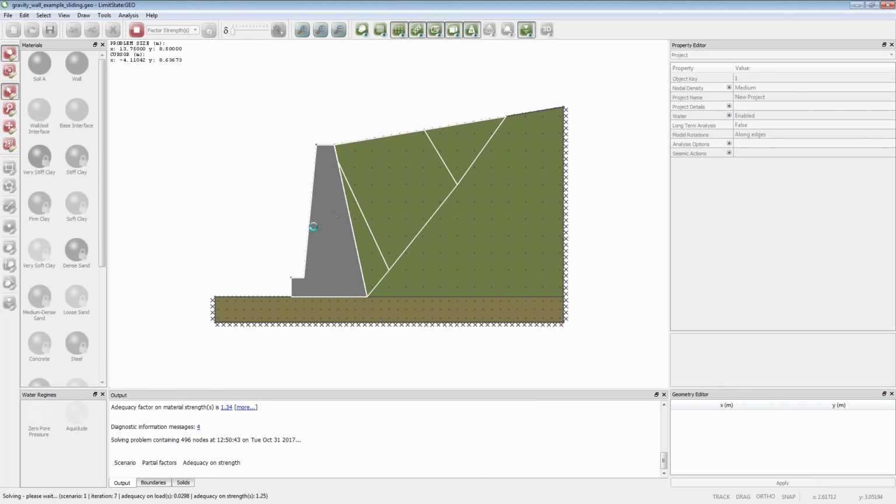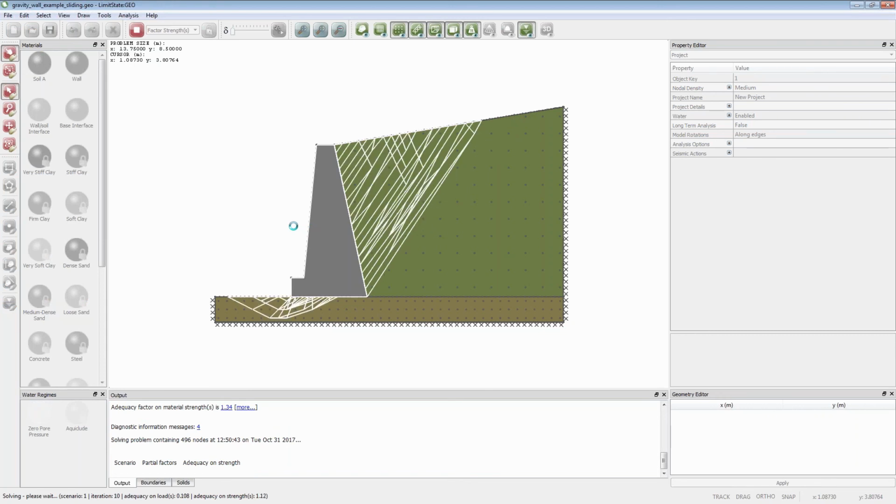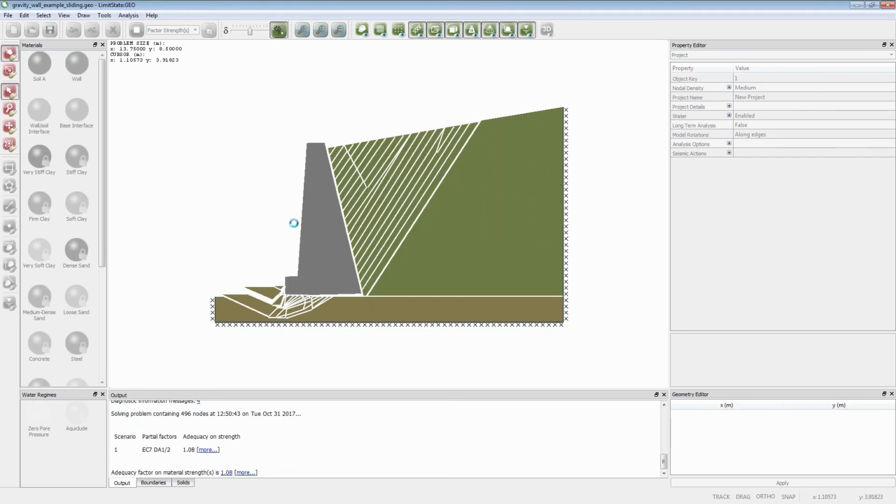And again, it's searching for the critical mechanism. And if I get a factor bigger than 1, then that means I comply with the code, and the magnitude of that number tells me how much bigger, what degree of over-design I've got in there. So in this case, it's going to come up with a value of around about 1.07, I think, 1.08.